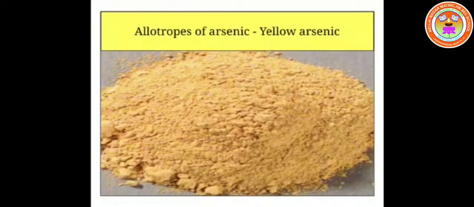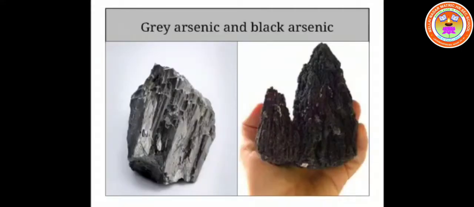The next element is arsenic. It has yellow arsenic, grey arsenic and black arsenic as its allotropes. Yellow arsenic is yellow in color. Next is grey arsenic, then black arsenic. So the allotropes of arsenic are yellow, grey and black. By the color you can remember. Okay, children, for phosphorus also, by remembering the colors you can tell. For arsenic also you can remember the colors to remember the allotropes.